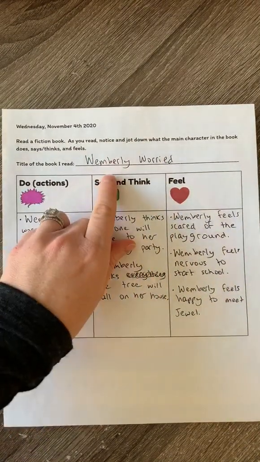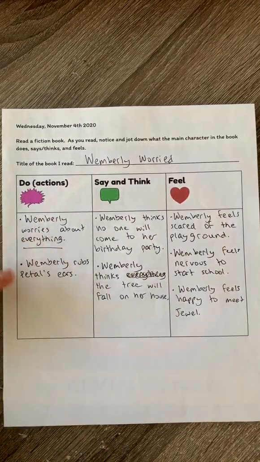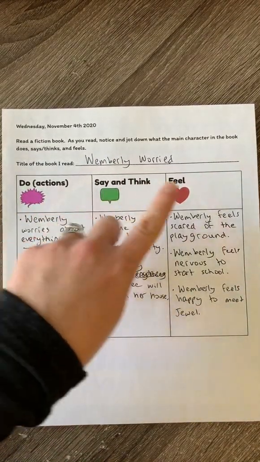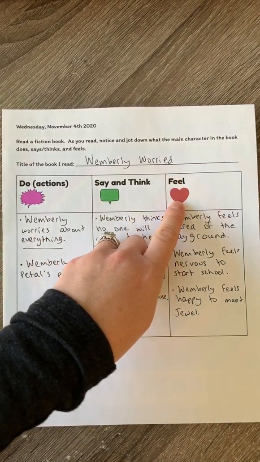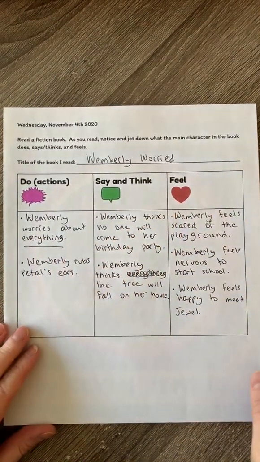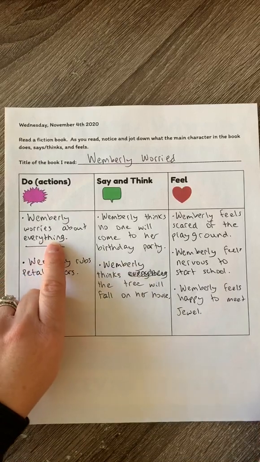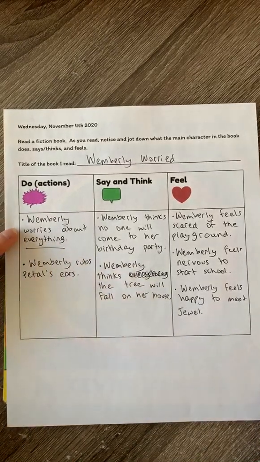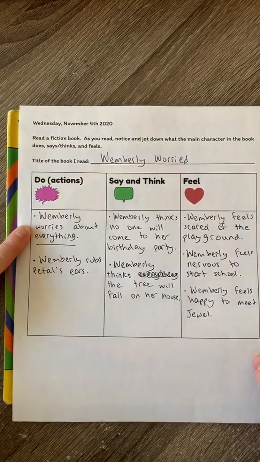Today I read Wemberly Worried. I already jotted down a few things that my character does, what she says or thinks, and how she feels during the story. For example, I know that one of Wemberly's actions is to worry about everything. So here I wrote, Wemberly worries about everything.